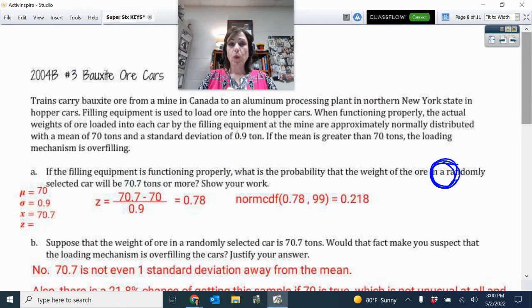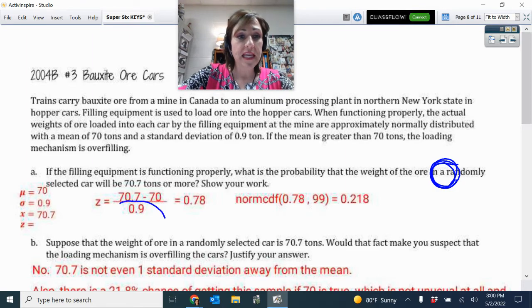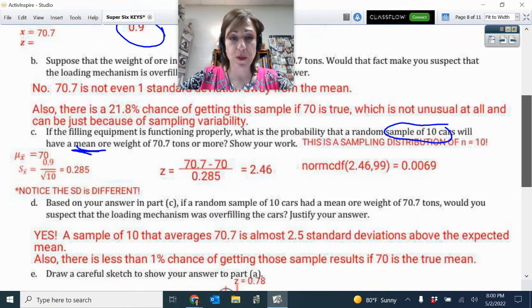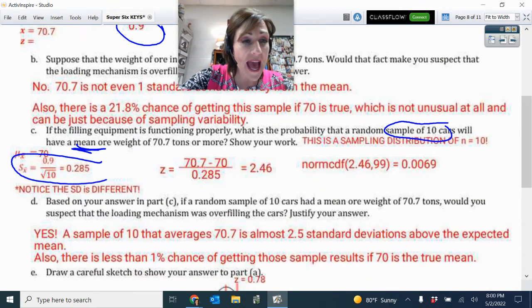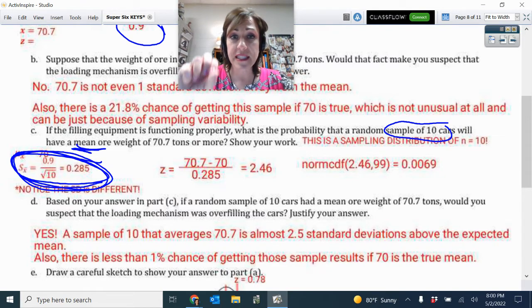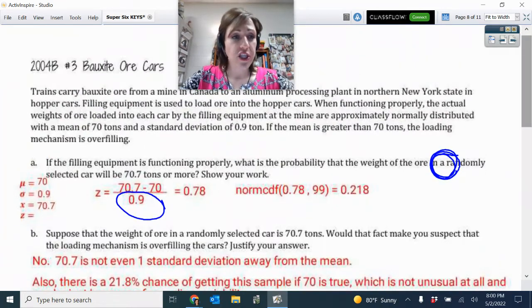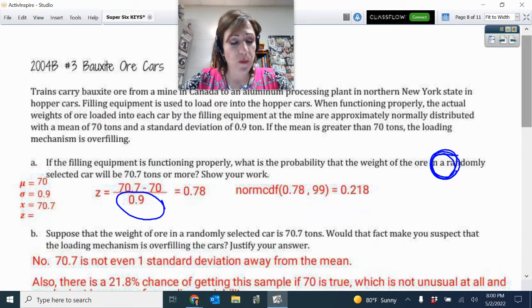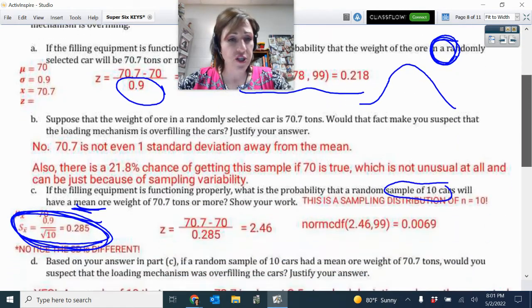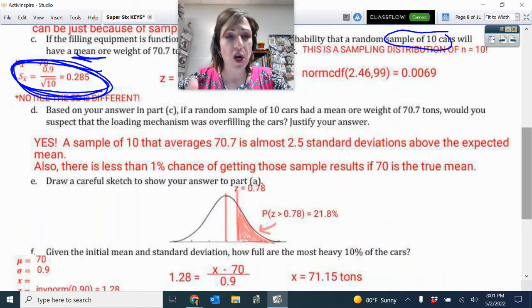So that's what you're watching for when you're doing these normal model probabilities. Is it one where I'm using this population standard deviation? Or is it a sampling distribution where I have changed the standard deviation because it's for samples of size 10? All right, so quickly you can see our z-score. We have our x minus the mean over the standard deviation, and then we got the probability by doing our norm CDF.